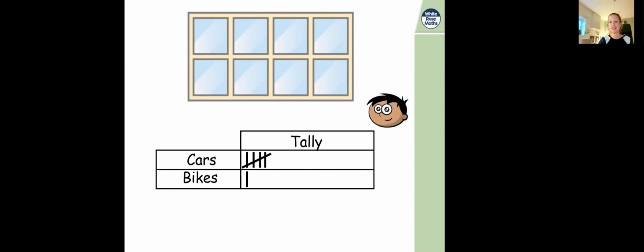Did you see what Teddy did there? We got to 5 cars, went past the window, and he remembered that special rule. When you get to 5, you cross through the 4 that you've already counted with the 5th stroke to show that's a group of 5. Well done, Teddy. You remembered that really well. Did you see anything else? Another car.